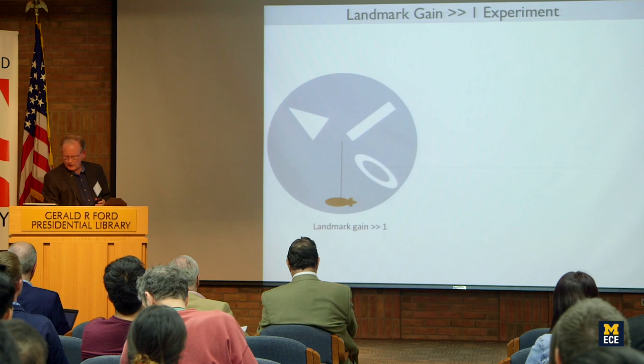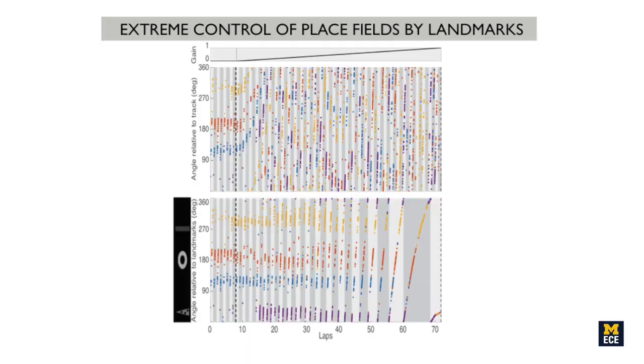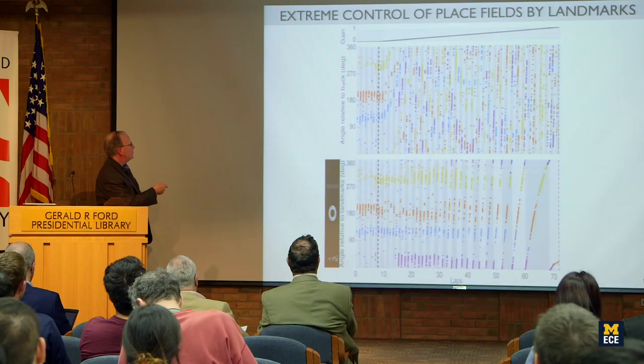So what happens under these conditions? Here's what we're showing, what place cells look like in this situation. In this representation, time is on this axis here, and each different gray and white bar corresponds to a single lap of the rat, in this case in the track angle.